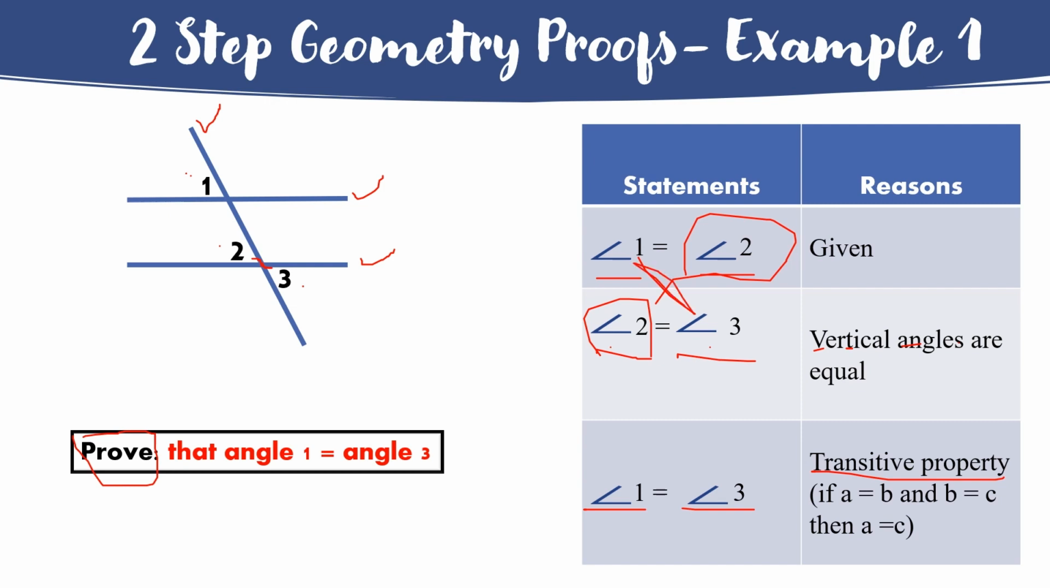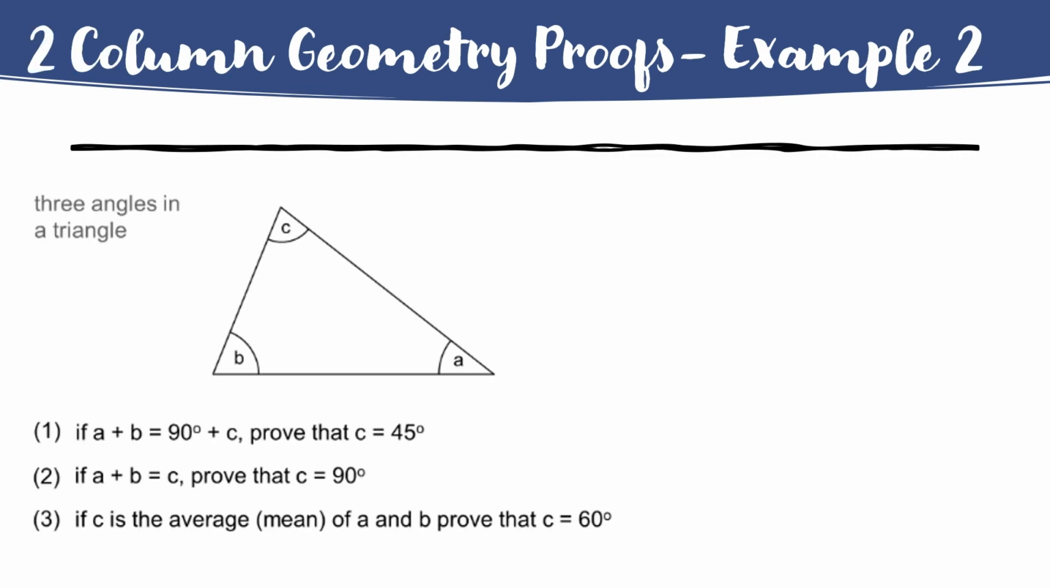The transitive property in math will help you in a lot of your math classes, not just geometry. So please make sure you don't forget this property. Here's another example. You have three angles in a triangle. You have angle A, you have angle B, and you have an angle C. So we're going to work each one of these. First, we're going to work this one. If A plus B equals 90 plus C, prove that C is equal to 45.